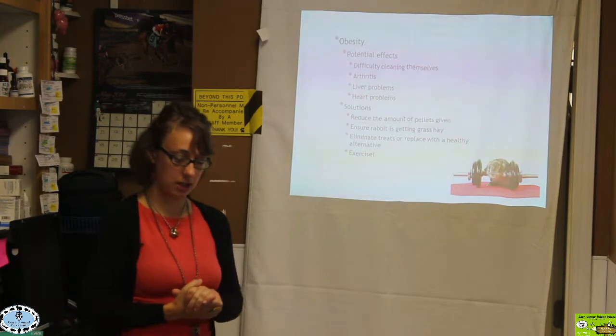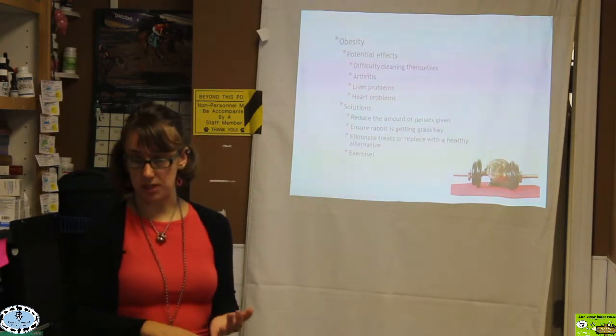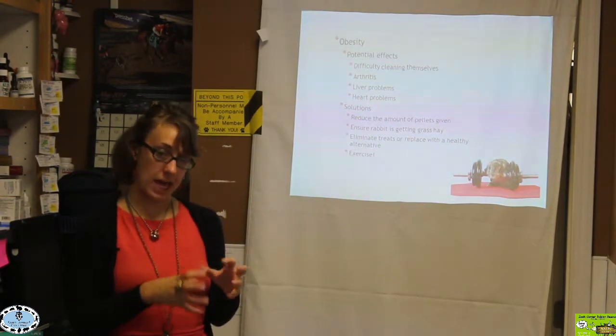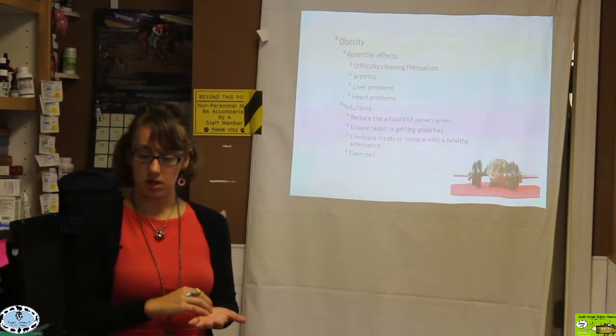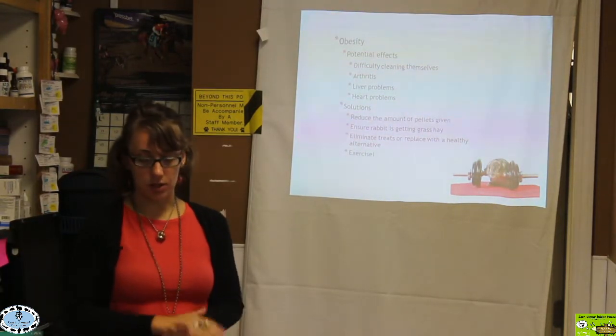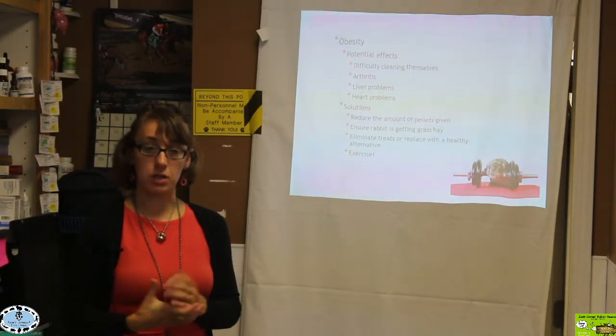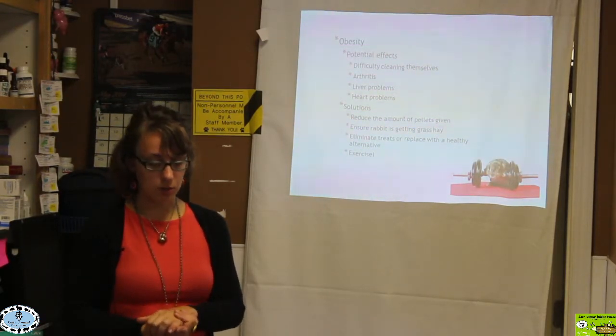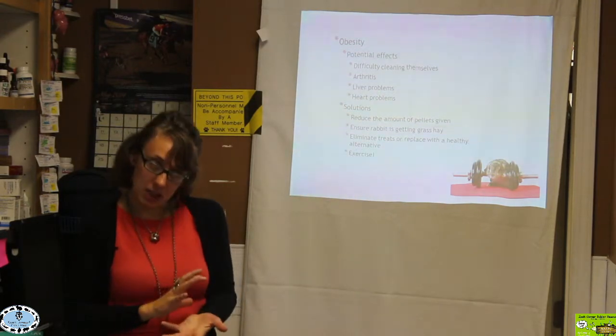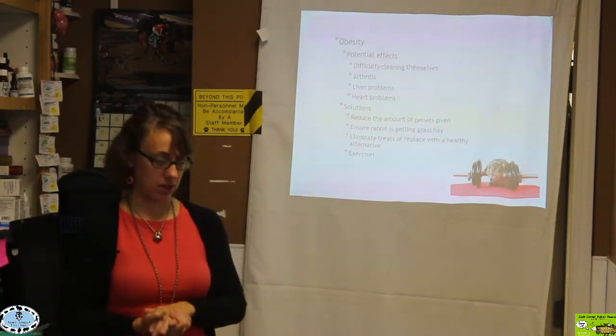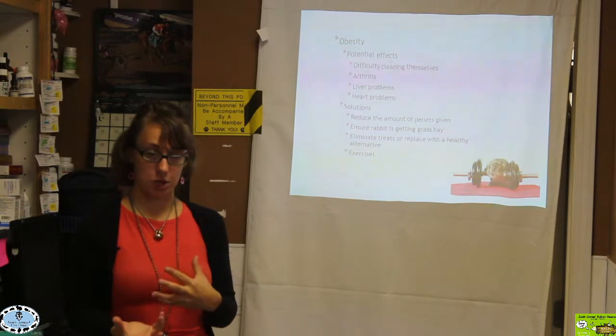So, solutions to deal with this problem: reduce the amount of pellets that are given. We want to focus on 1/8 of a cup per rabbit per day, just a small handful. Ensure that the rabbit is getting a lot of grass hay as opposed to legume hay. You want to either eliminate the treats or change the kind of treats you're giving them to some sort of healthy alternative.